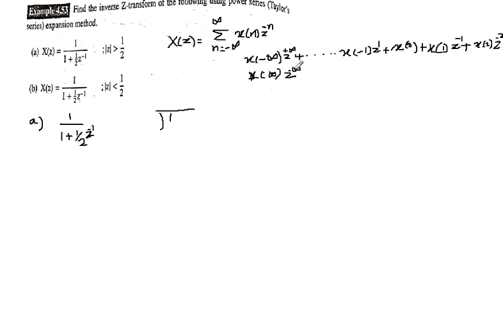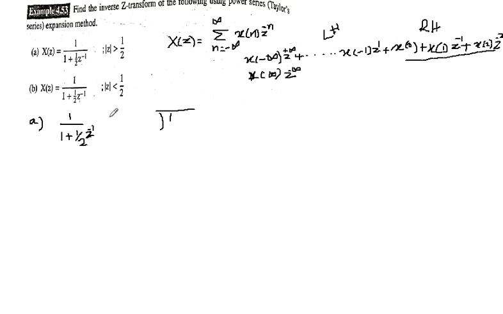So if we are given with |Z| greater than 1 by 2, it means it is a right-handed sequence. So we'll be generating these terms starting from a constant, then Z to the power minus 1, Z to the power minus 2, and so on. And if it is, on the other hand, a left-handed sequence, then for |Z| less than 1 by 2, we'll be generating Z to the power plus 1, plus 2, and so on. It may run up to the higher values.